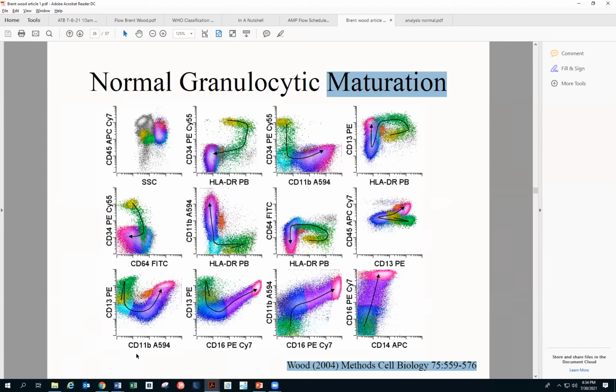Like if you see some blasts that are positive for 34, 117, 13, and 33, there's no question. But if you see something that is a subset that is positive for 19, or a subset that is positive for 3, then they will do MPO. Or if it is negative for everything, then they will do MPO. So usually it is in the add-on tubes. They don't mix the cytoplasmic with the surface markers in the routine panels.